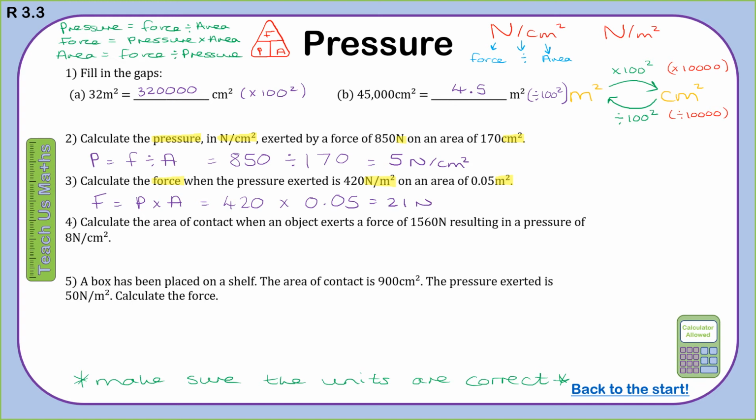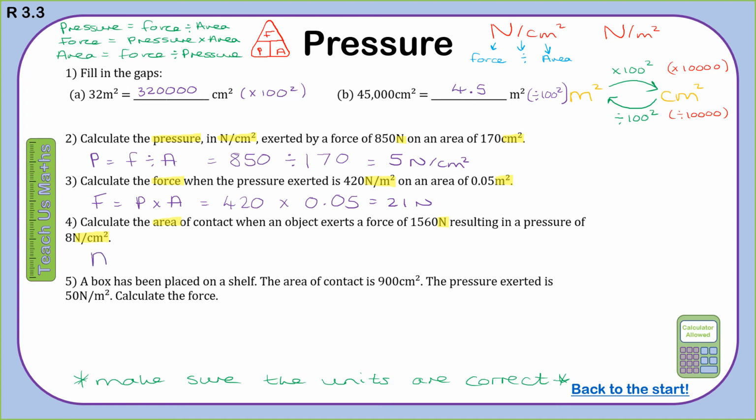Question 4. We need to calculate the area of contact when an object exerts a force of 1,560 newtons, resulting in a pressure of 8 newtons per centimetre squared. So looking at the units, I've got newtons and newtons per centimetre squared, and it's asking for the area. It doesn't ask for the area in a specific unit, so if I use these units, my area will be in centimetres squared. Let's write down our formula.